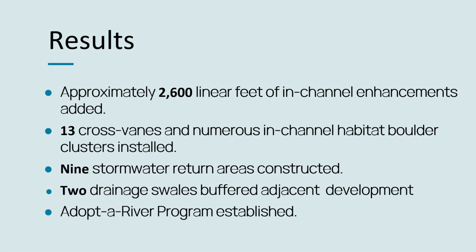Approximately 2,600 linear feet of in-channel enhancements were added. 13 cross vanes and in-channel habitat boulder clusters installed. We saw an example of the stormwater return areas, which included wetland environments, which are really important. 2 drainage swales that buffered adjacent development, and an Adopt a River program was established so that the people in Ogden could be part of sustaining the river and the restoration that had taken place for years to come.